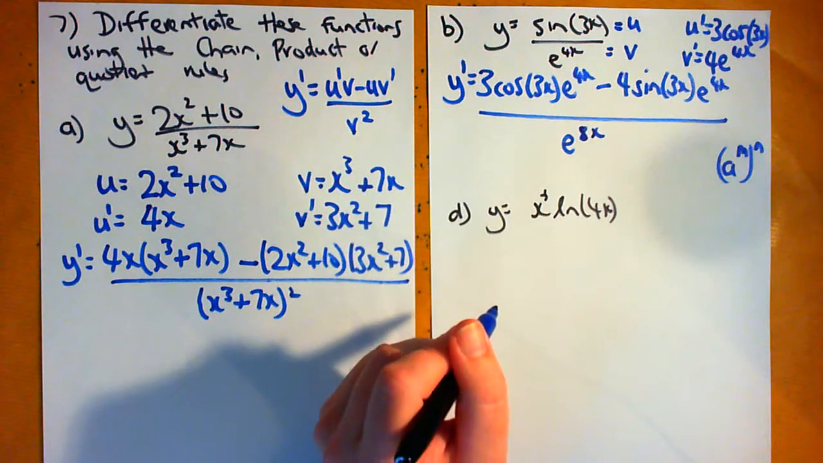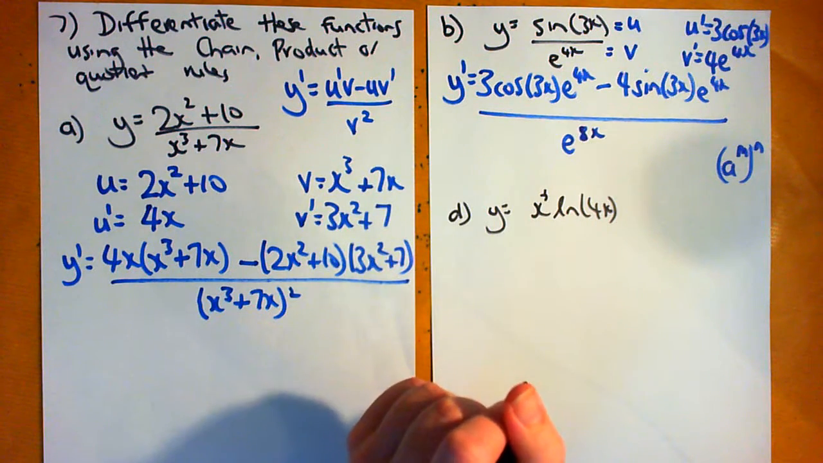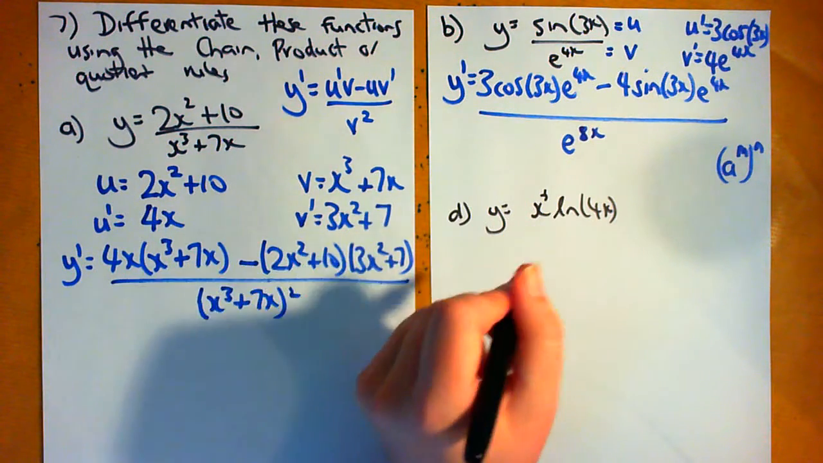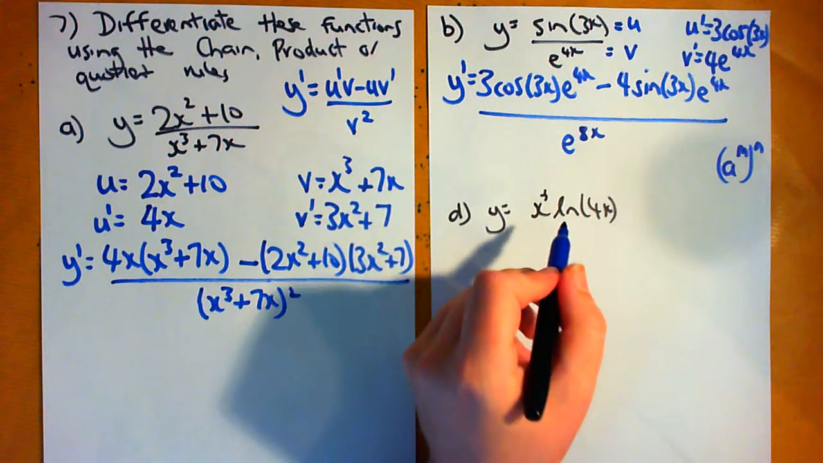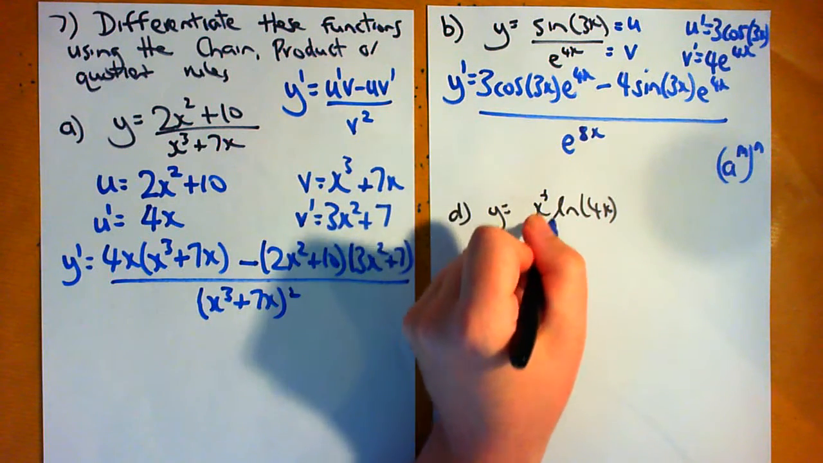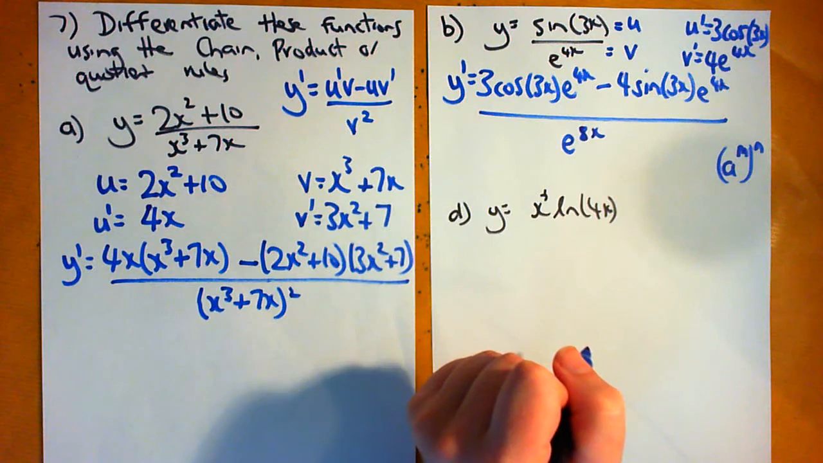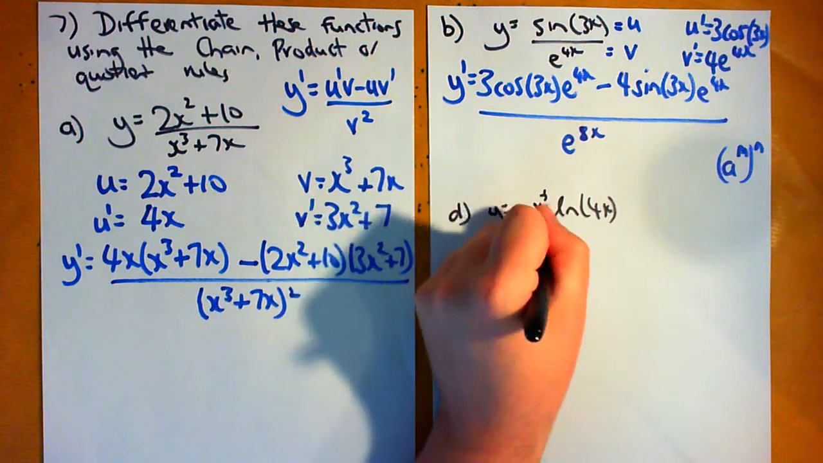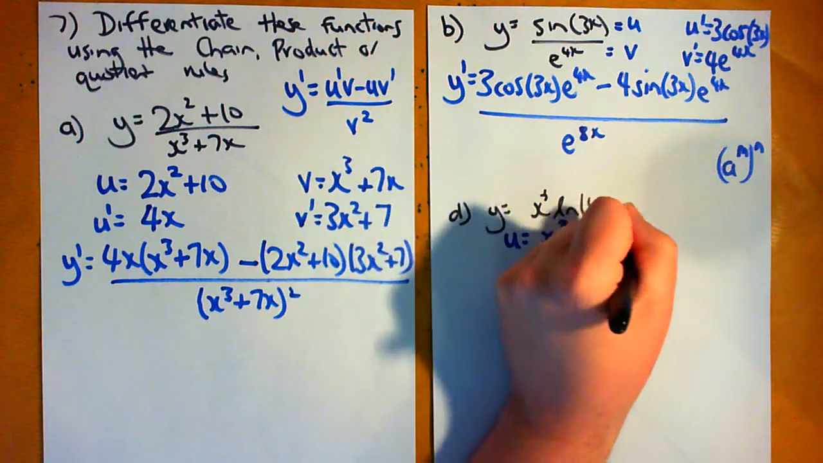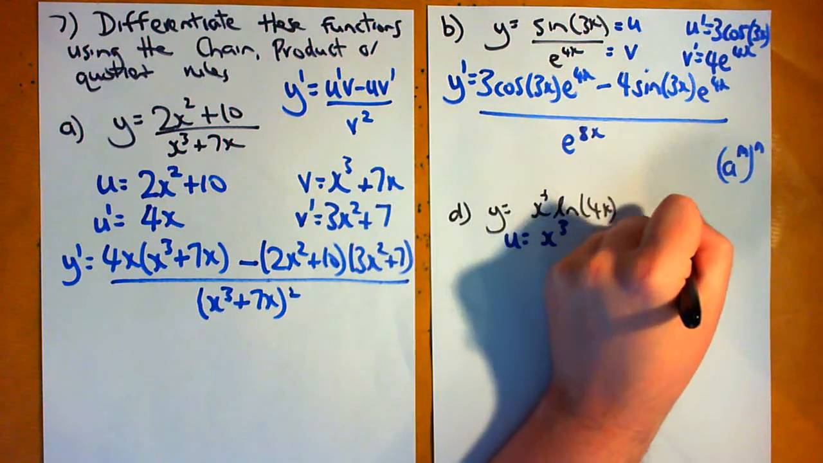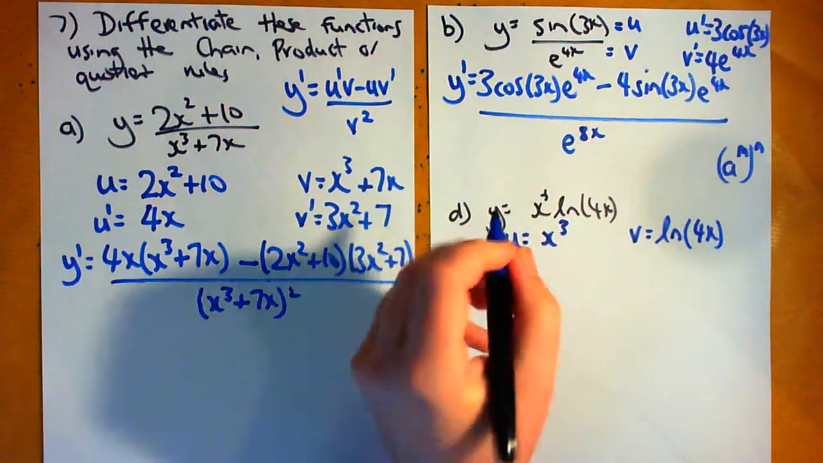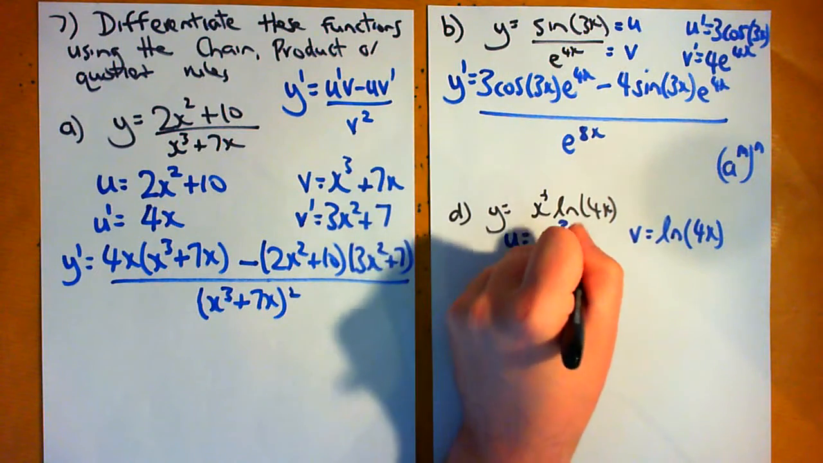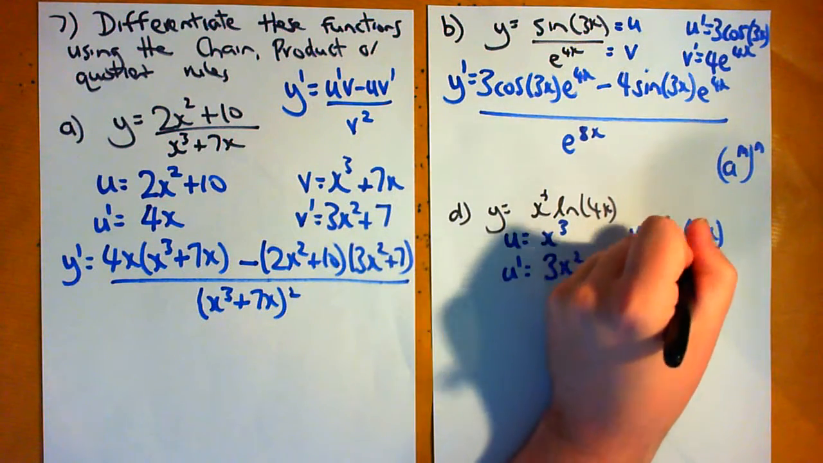There's no question C here, so question D we have y equals x cubed times log of 4x. Well, we need to differentiate this by the product rule, because we've got a multiplication going on between the x cubed and log of 4x. So here u is going to be x to the power of 3. v is ln of 4x. u dash is going to be: differentiate x cubed, we get 3x squared.